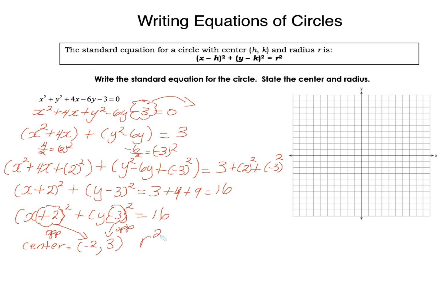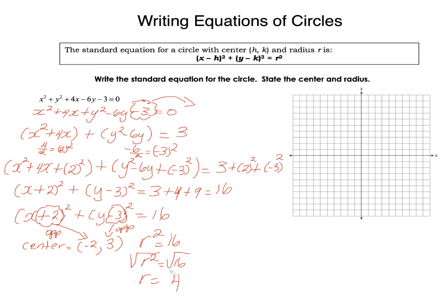We know that r squared has a value of 16. We want r, not r squared. So you have to take the square root of both sides. This will give me r, and the square root of 16 is 4. Now you know you're wondering why I didn't write plus or minus 4. Remember, r is radius. Radius is a distance. You cannot have a negative distance. So your answer is just a positive 4.